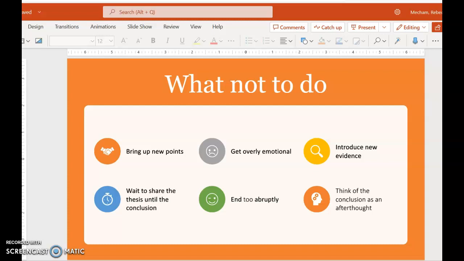And then the last one is just, don't think of this conclusion as not very important. It is important. It's you leaving your reader with your final thoughts. It's, as I said before, probably one of the more important parts of the paper. So make sure and give it the attention that it needs.